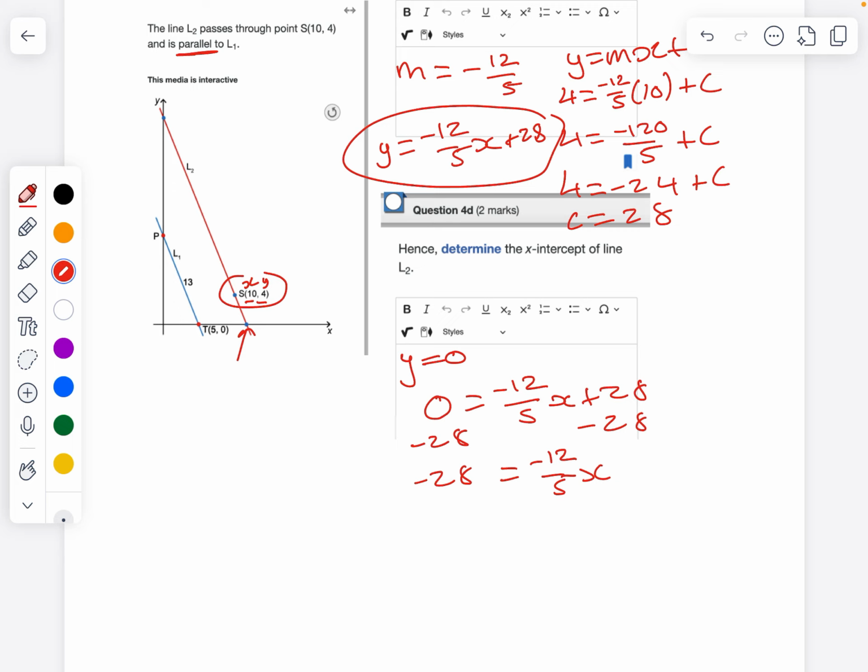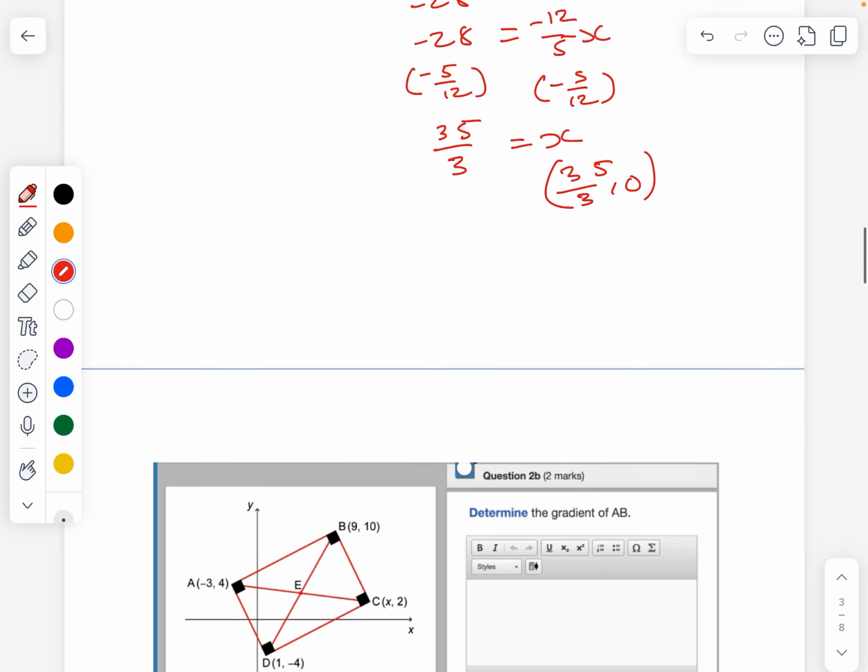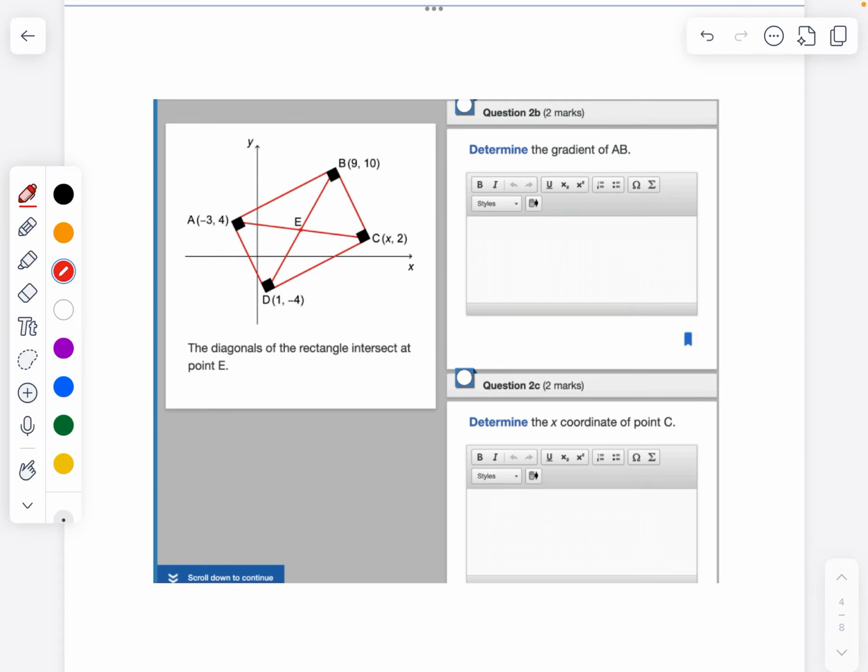Negative 28 is negative 12 over 5x. And then you can multiply both sides by 5 and then divide by 12, or you can just multiply by the reciprocal. So I'm going to multiply both sides by negative 5 over 12. That will get you x on one side, and then negative 28 times negative 5 over 12. You can put that in the calculator, it gets you 35 over 3. And then that's your point, 35 over 3 and 0. Okay, right, we're going to go on to the next question.